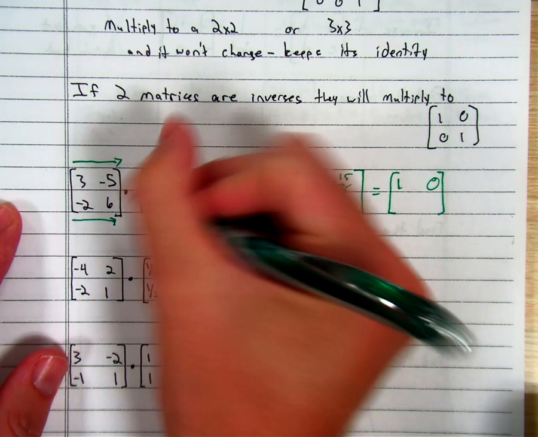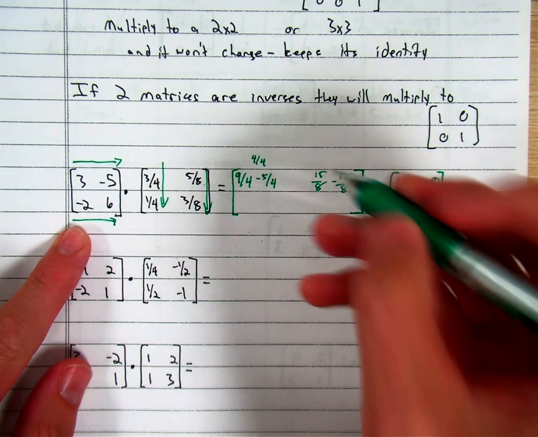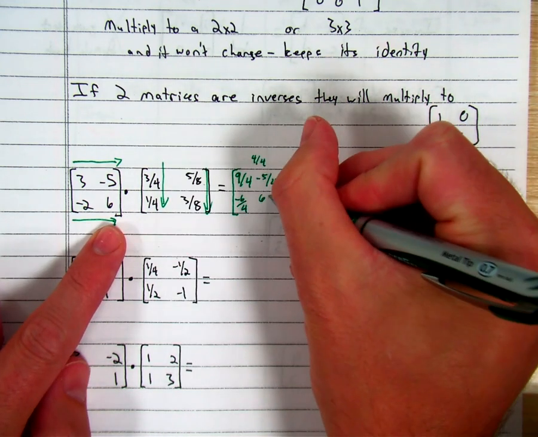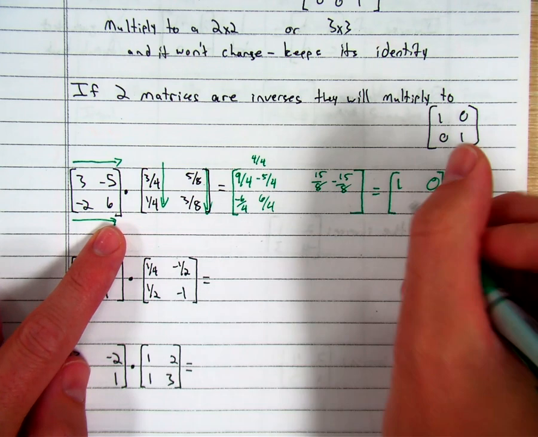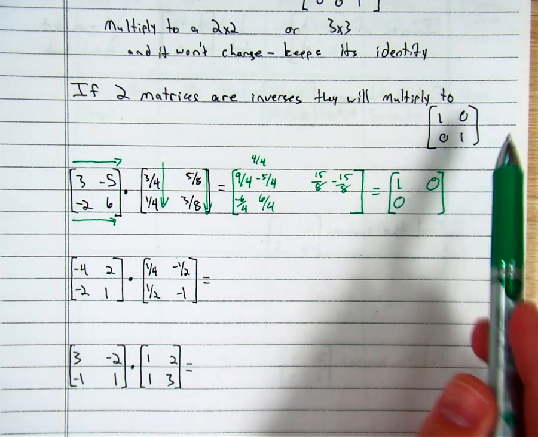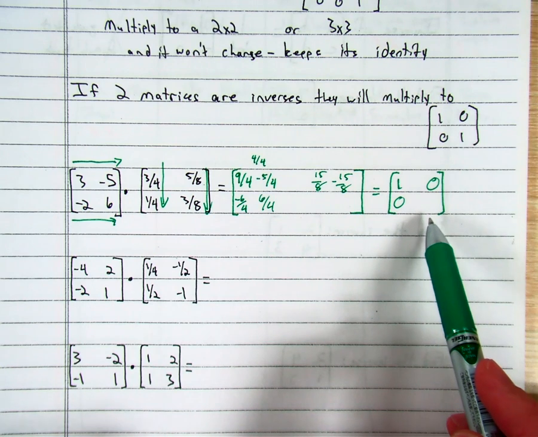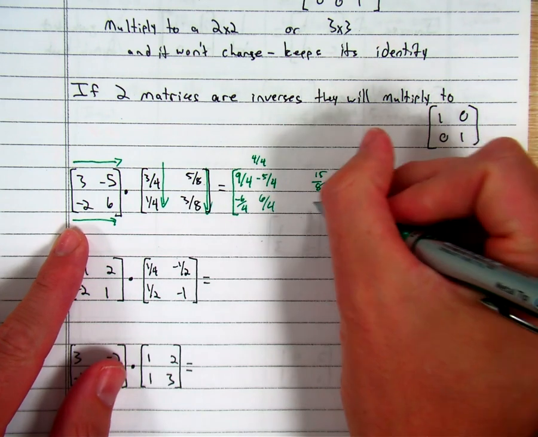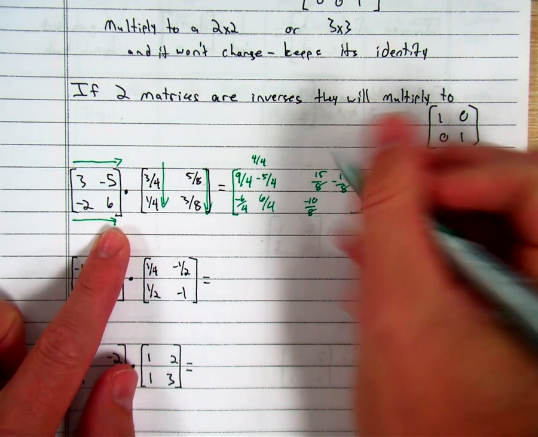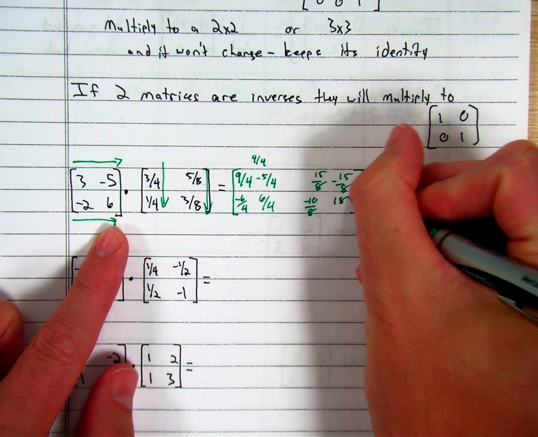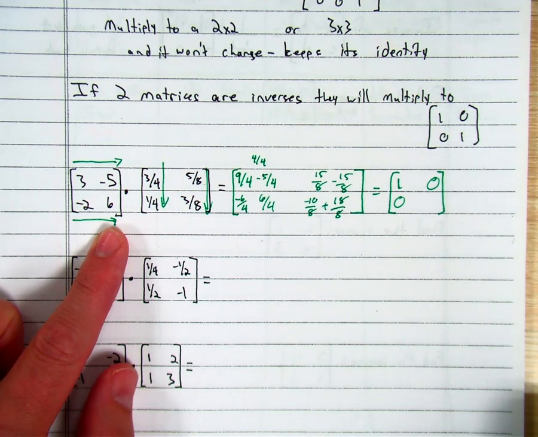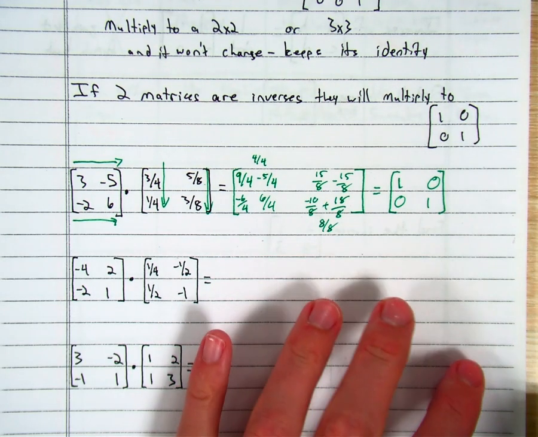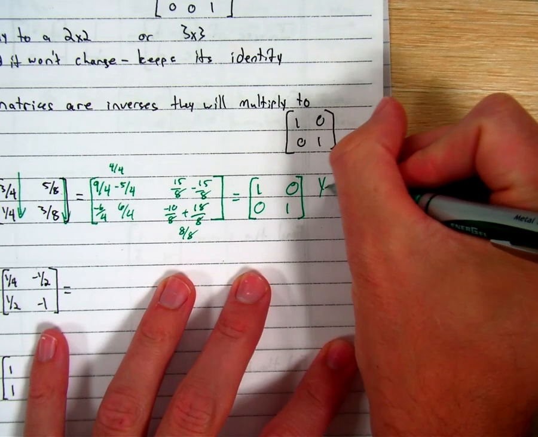Bottom row. Negative 2 times 3/4, we'll have negative 6/4. 6 times 1/4 is 6/4. And those would cancel out to 0. Ooh, we're almost there. 1, 0, 0. Hopefully we get a 1. Row times column. Negative 10/8. And 6 times 3/8 is 18/8. For 8/8, which is 1. 1, 0, 0, 1. They are inverses.